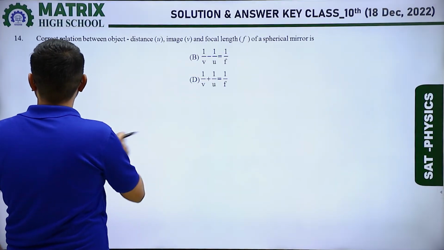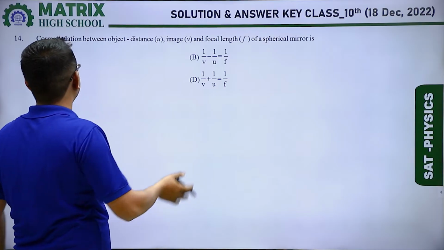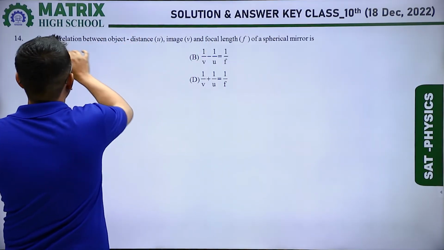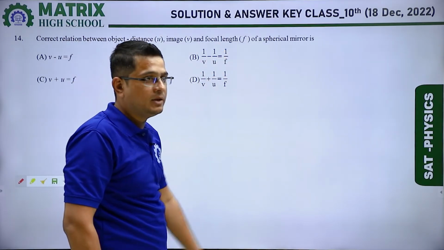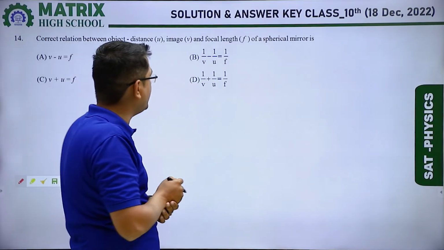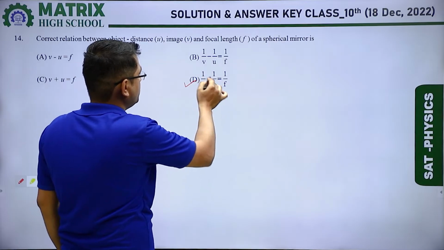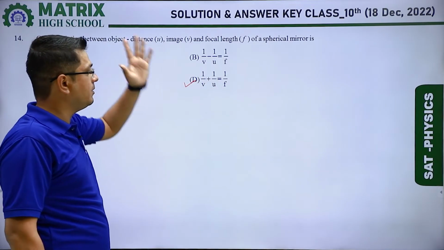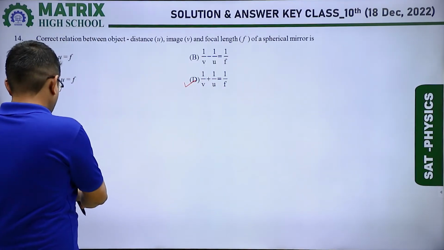Next question, question number 14. In question number 14, it is a very simple question. We all know that it is a direct factual question. It asks for the correct relation between object distance, image distance and focal length of a spherical mirror. So we have to find which of the following is the correct mirror equation. Very simply we can say option D, 1 upon V plus 1 upon U is equal to 1 upon F. Okay, so for a mirror it is the mirror equation. So the correct relation will be option D.